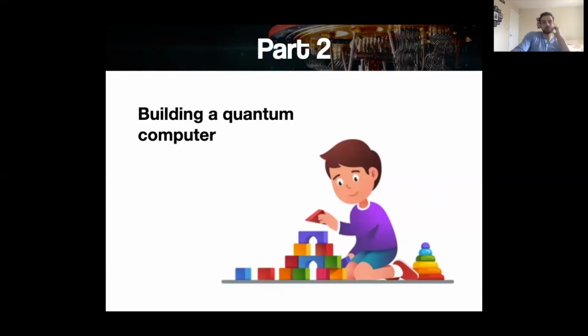Building a quantum computer, that's me. Those blocks are the pieces of my quantum computer. That's me building a quantum computer.